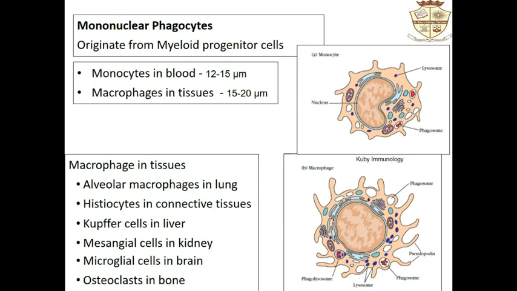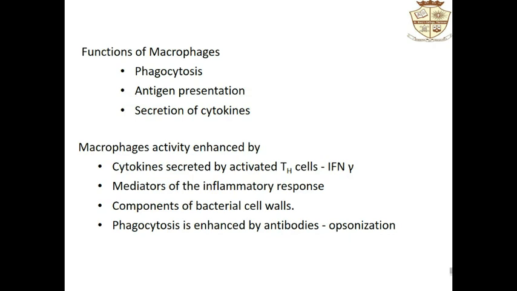Functions of macrophages include phagocytosis, antigen presentation, and secretion of cytokines. The first function is phagocytosis. Macrophages are capable of ingesting and digesting exogenous antigens such as microorganisms or other insoluble particles or antigens, and they can also ingest and digest endogenous matter such as injured or dead host cells, cellular debris, or activated clotting factors, etc. The process of this ingestion and digestion is known as phagocytosis.